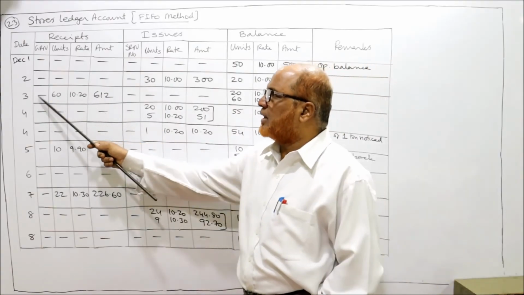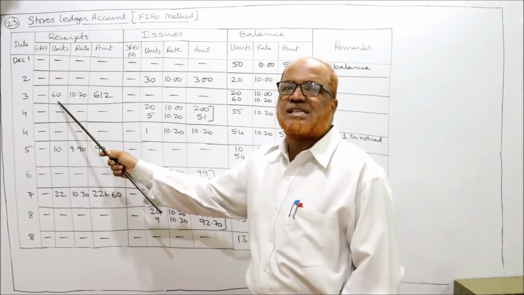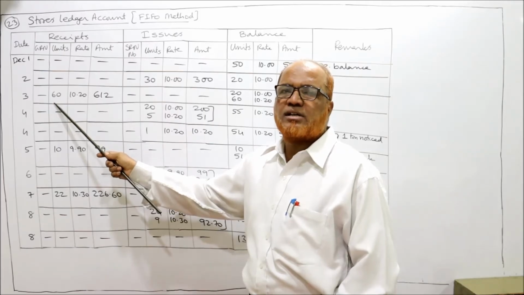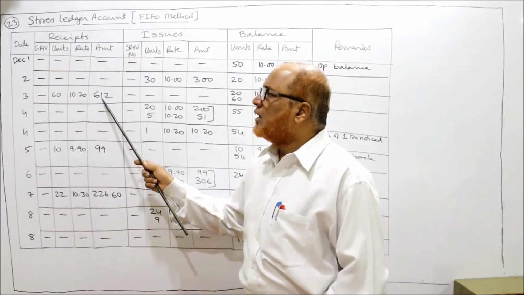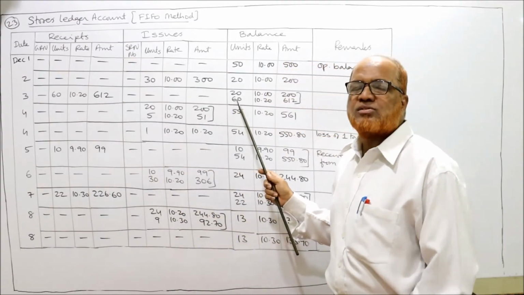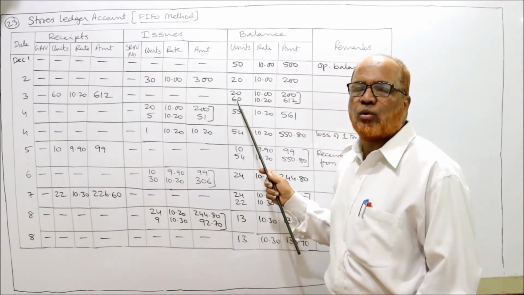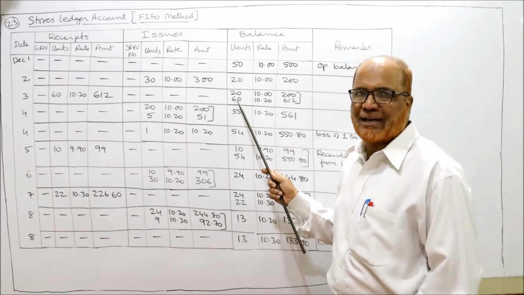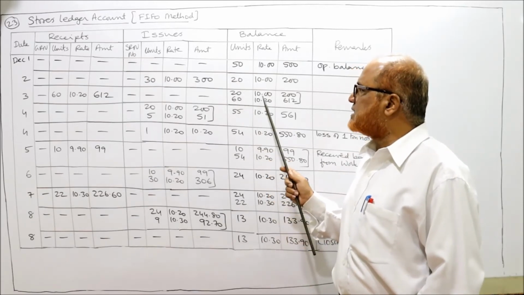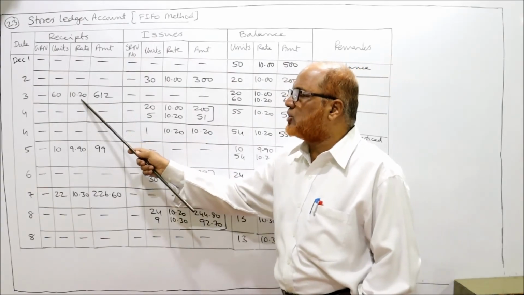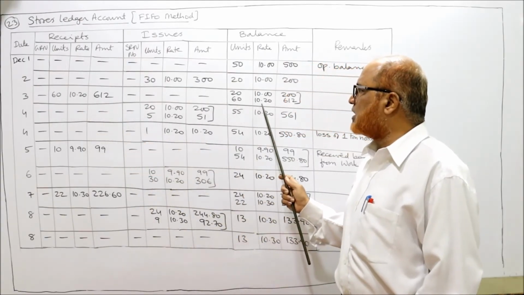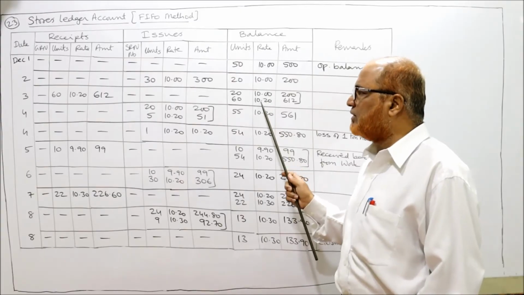Now 3rd December, there is receipt of 60 units. 60 units are received at 10.20. So 612 is the value. Now we have to keep it separate because we are following the FIFO method. That's why we have to keep every lot separate. The first 20 tons at 10 rupees, now received 60 tons at 10.20. So 60 into 10.20, 612. 2 lots we have in the balance.